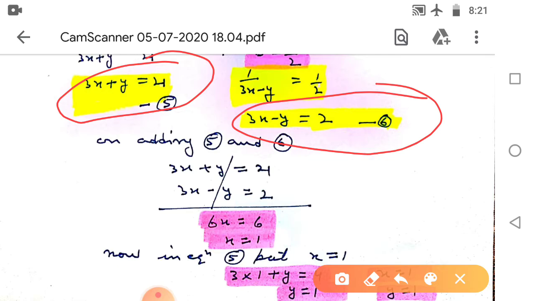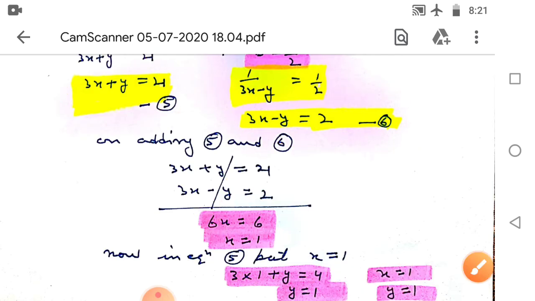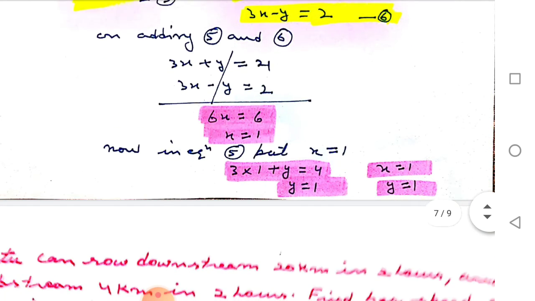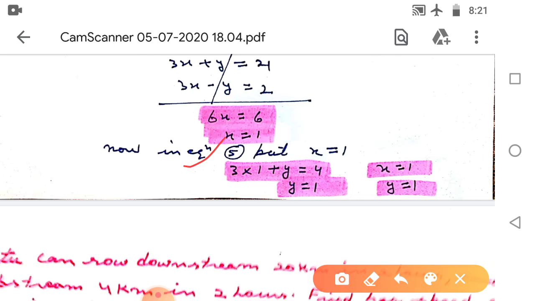If you add, because the coefficient of y is 1 here and minus 1 here, after adding, y is gone, and we have 6x is equal to 6 and x is equal to 1. After putting the value of x as 1 in one of the equations, that is equation number 5, we get 3 into 1 plus y is equal to 4. So x is equal to 1 and y is equal to 1. Clear?